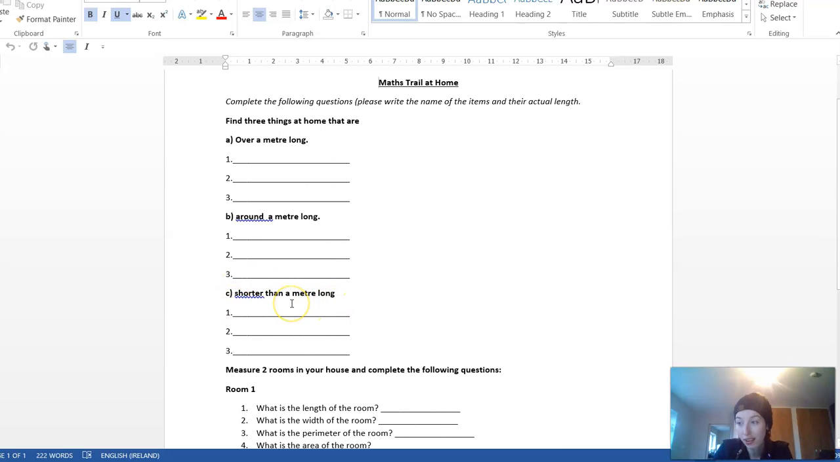Last thing then, shorter than a meter long. So I'm trying to find something. Look, there's a remote here. That'll probably be shorter than a meter long. Give the measurement and write it down.